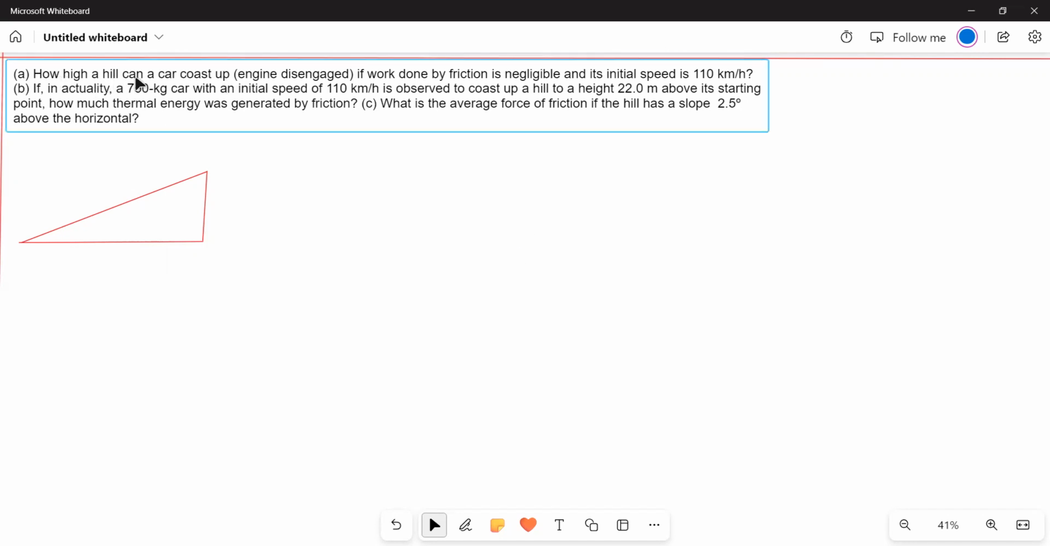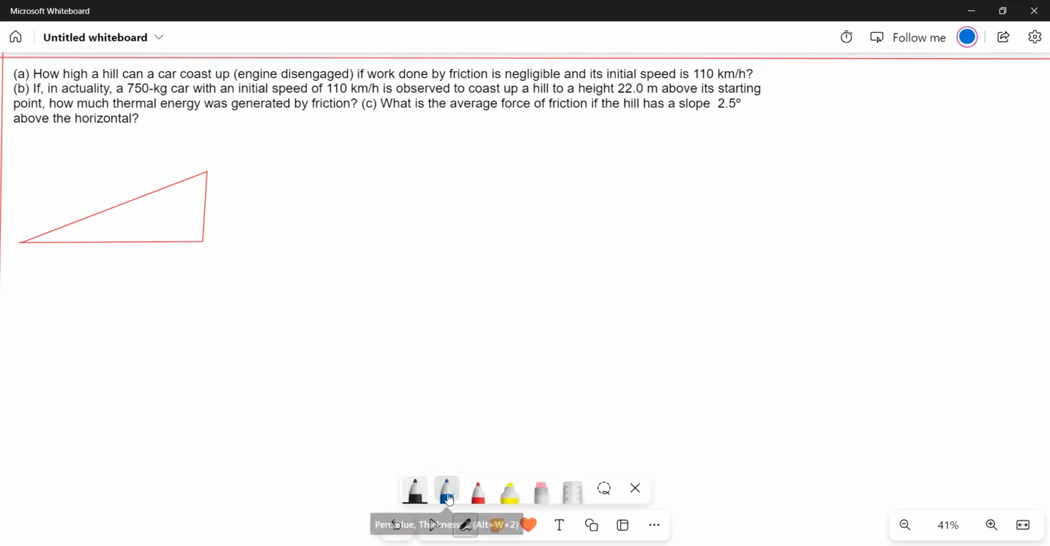First bit, how high a hill can a car coast up if the burden by friction is negligible and its initial speed is this one? So initially the car has only kinetic energy. By the time it reaches the top of the hill, it has the potential energy. So kinetic energy gets converted into potential energy. So K is equal to UG, where K is the kinetic energy and UG is the gravitational potential energy.